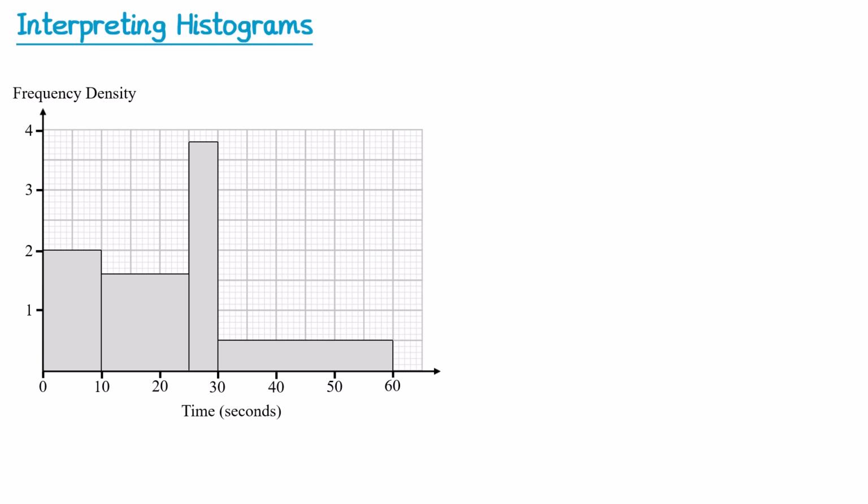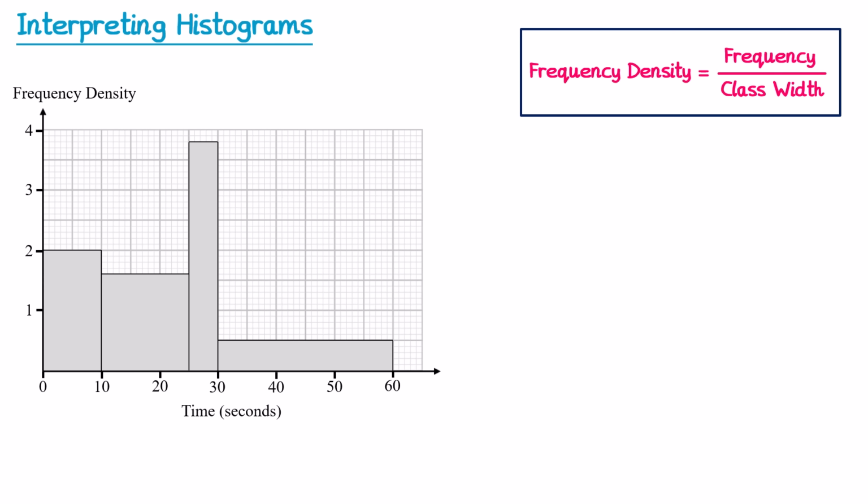In the previous video, we learnt a formula for frequency density. It was frequency divided by class width. Now, sometimes in exam questions, you'll be given a histogram that's already been completed, and we need to interpret it. If we look at this histogram, we know the frequency density of all of the bars already, since we have the frequency density scale. We also know the class width as well, since that's the width of each of the bars. But what we don't know, and it's not immediately obvious, is the frequency.